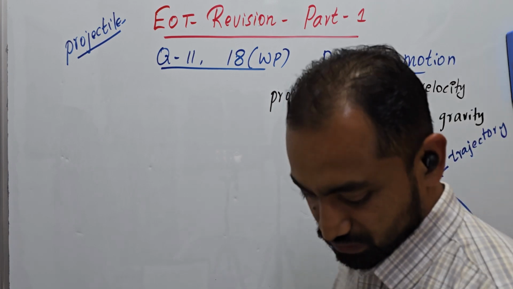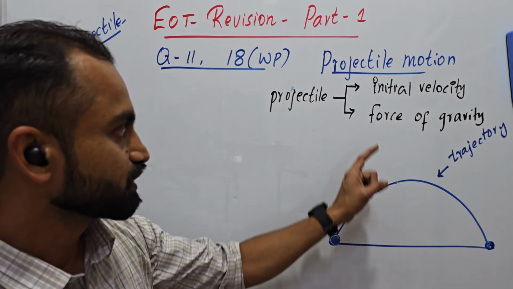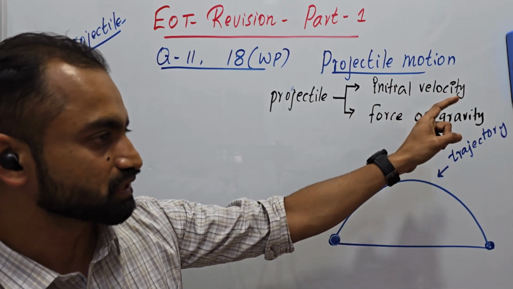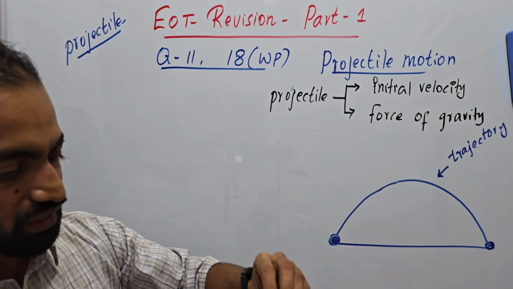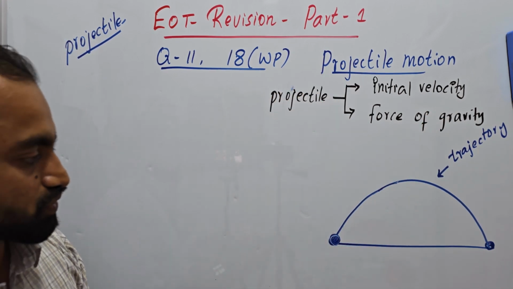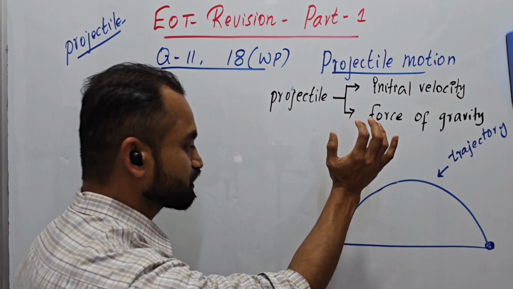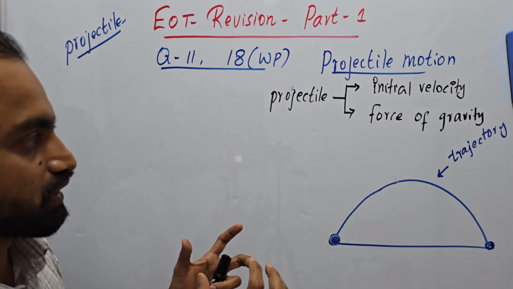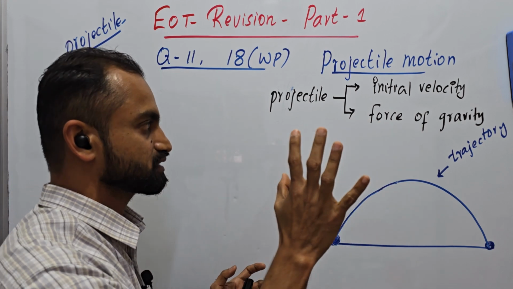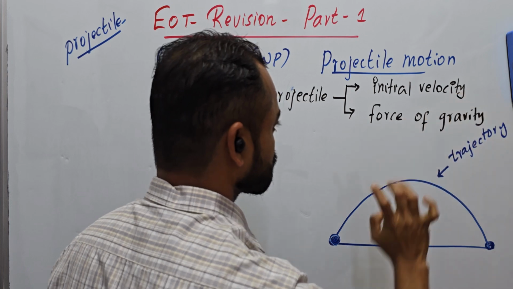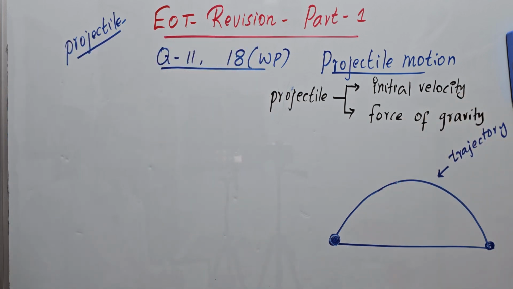So a projectile has two things. Number one, it has an initial velocity. We give the initial velocity when the player kicks the ball. The player is giving that ball an initial velocity. After that, the only force acting on the ball is the force of gravity.